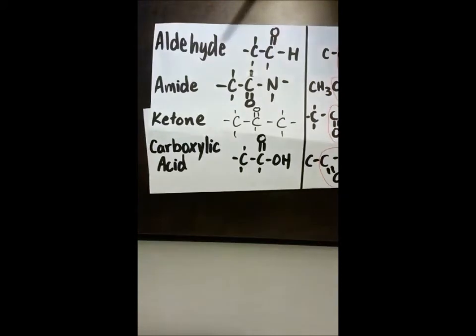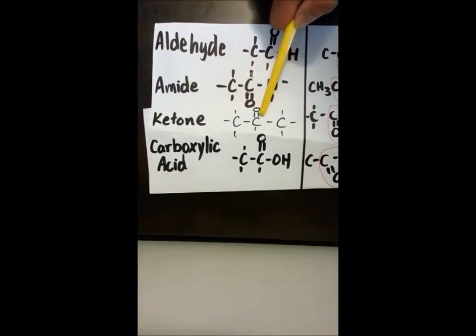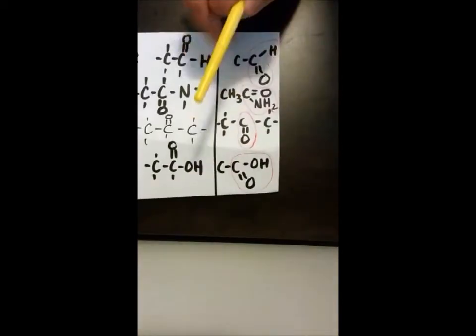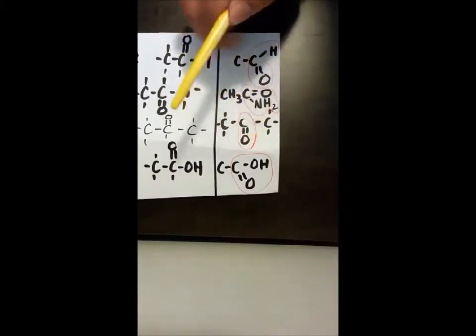The next functional group is ketone. This just has a carbon with a double bond with oxygen. So you would circle carbon and the double bond with oxygen.